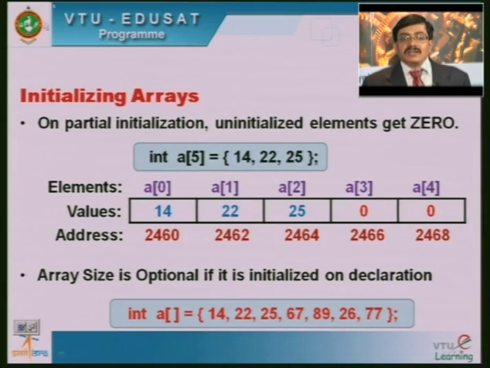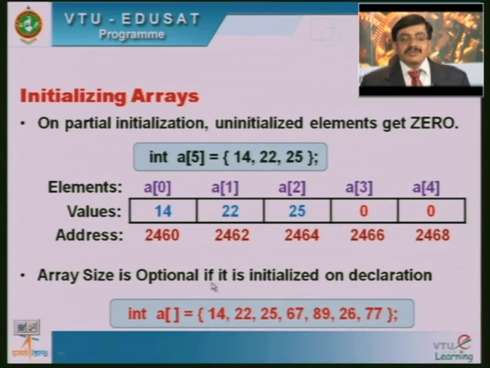So in case of partially initialized arrays, a of I is equal to 14, 22, 25 I am assigning, that is a of 0, a of 1, a of 2, and the other two elements are not being initialized, and they get the default value 0, right?